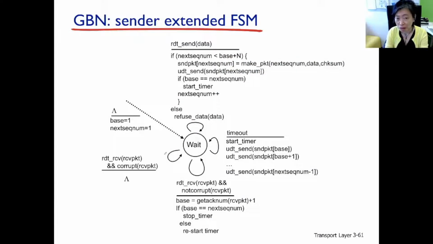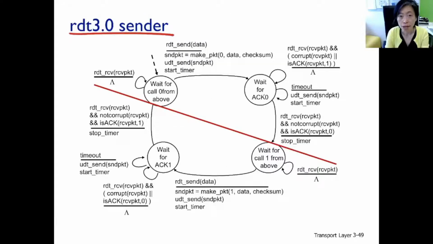Before we start talking about this, let me review the RDT 3.0 sender's finite state machine. And here it is, the RDT 3.0 sender. We're starting here, and there are 4 typical transitions: 1, 2, 3, and 4. First is to get a call from above. We generate the packet starting from packet 0, send it out, and then start the timer.